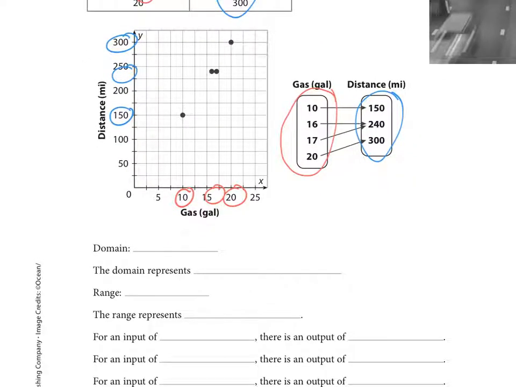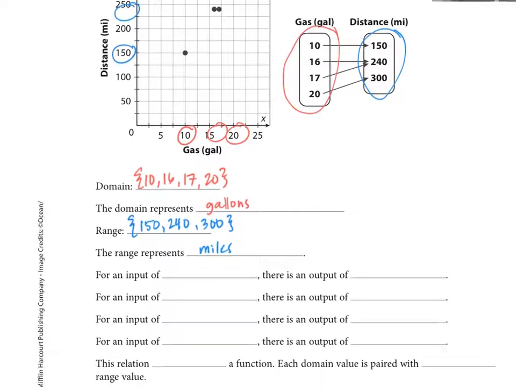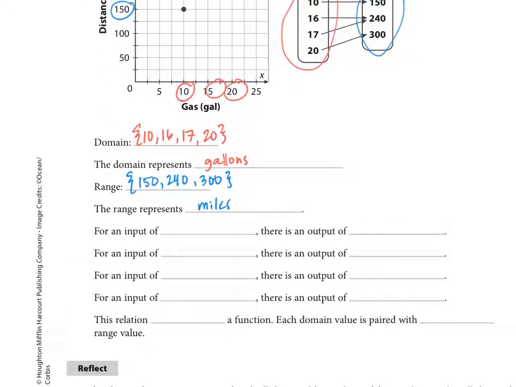The domain values, let's write those down, is 10, 16, 17, and 20. It represents gallons of gas. My range, 150, 240, and 300. And it represents the miles, or the distance in miles. Okay. I'm not going to be filling out the next 4 lines because it's a matter of just knowing what's paired together. So if the input is 10, the output is 150, for example.